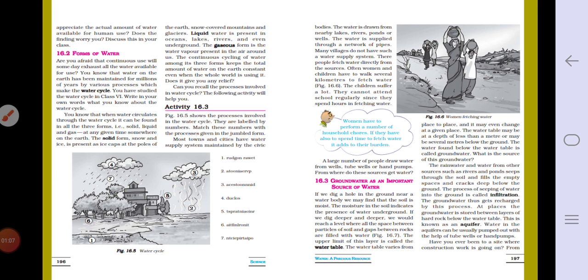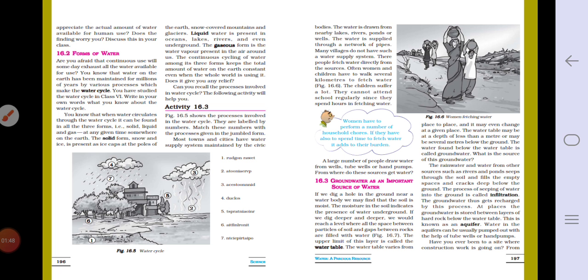Most towns and cities have a water supply system maintained by the civic bodies. The water is drawn from nearby lakes, rivers, ponds or wells. The water is supplied through a network of pipes. Many villages do not have such a water supply system. There people fetch water directly from the sources. Often people and even children have to walk several kilometers to fetch water. The children suffer a lot. They cannot attend school regularly since they spend hours in fetching water. A large number of people draw water from wells, tube wells or hand pumps. From where do these sources get water?